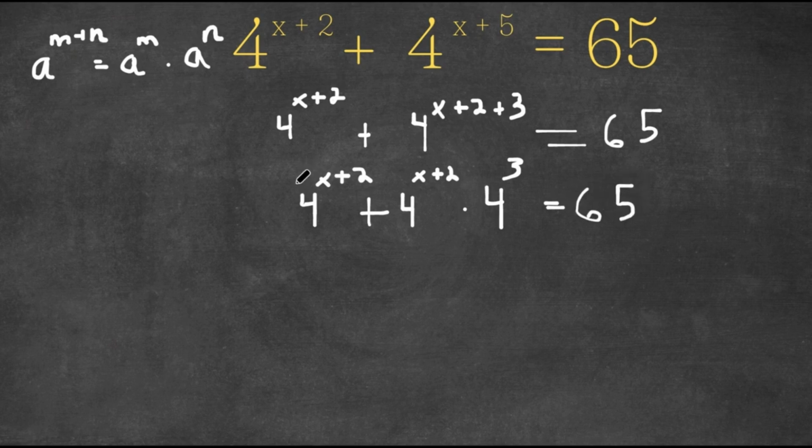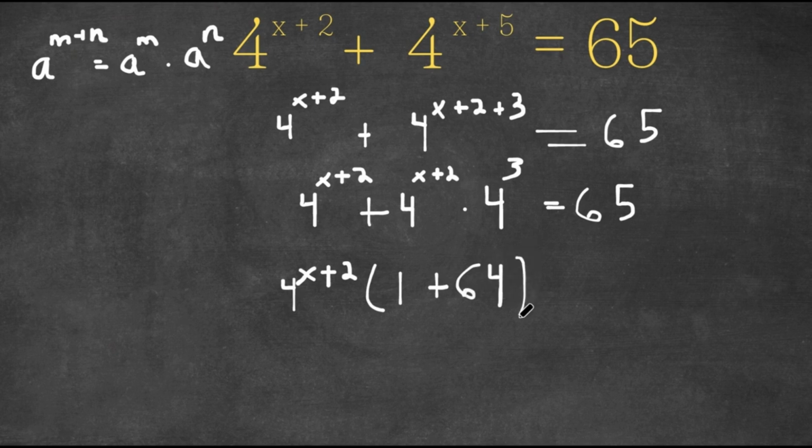So now I'm going to factor out 4 to the power of x plus 2 from the left side of this equation. So if I do that, we get 4 to the power of x plus 2 times: 4 to the power of x plus 2 divided by 4 to the power of x plus 2 is 1, plus 4 to the power of x plus 2 times 4 to the power of 3 divided by 4 to the power of x plus 2 is simply just 4 to the power of 3, and 4 to the power of 3 is 64. Now, 1 plus 64 is 65, right?